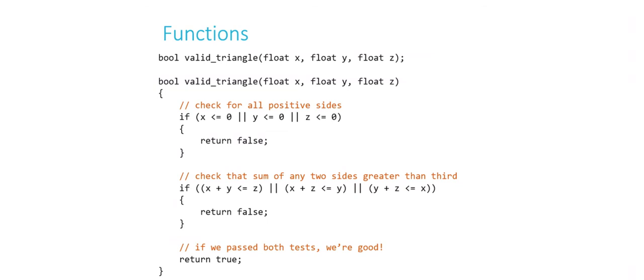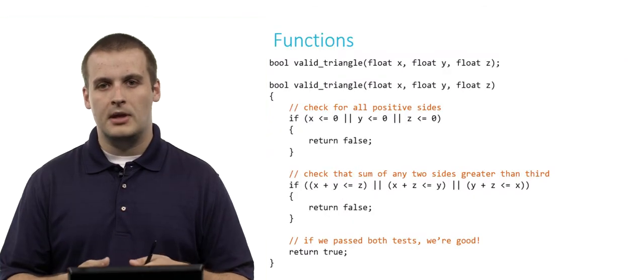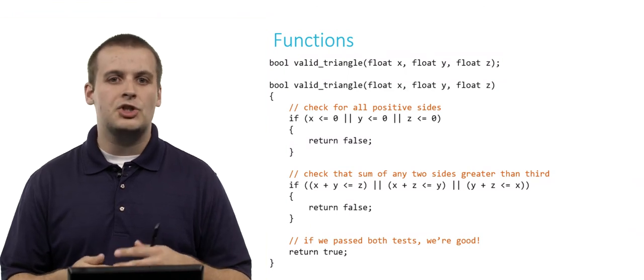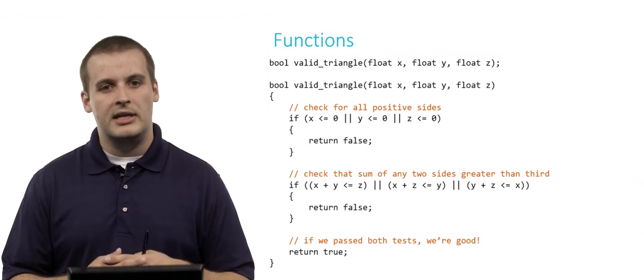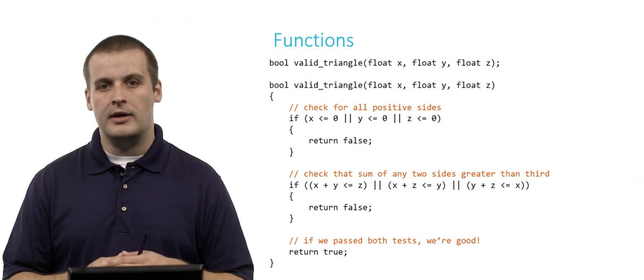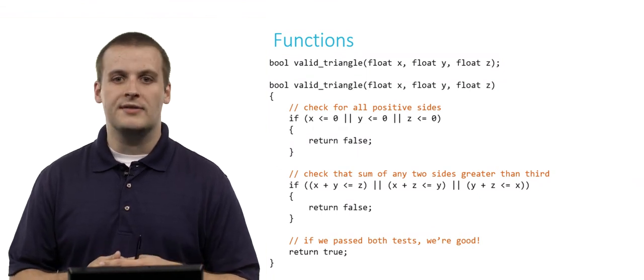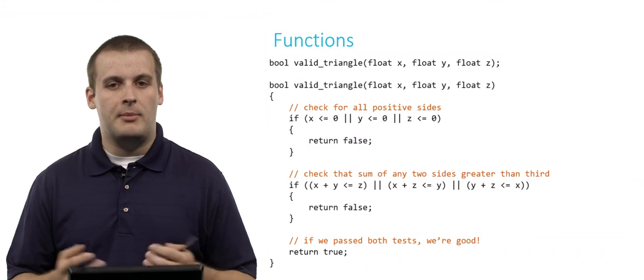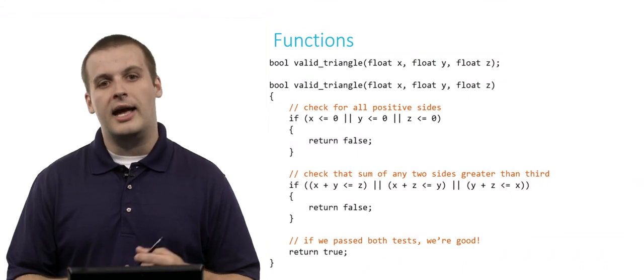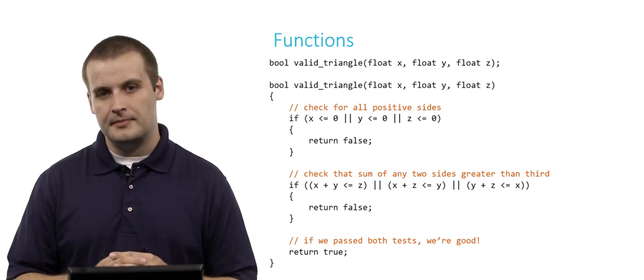We declare our function at the very top, bool valid triangle, float x, float y, float z. So again, this function takes three real numbers as its arguments, floating point value variables, and outputs a true or false value, which is a Boolean, recall. So that's why the return type is bool. Then we define the function. First thing we do is check to make sure that all of the sides are positive. If x is less than or equal to 0, or if y is less than or equal to 0, or if z is less than or equal to 0, that can't possibly be a triangle. They don't have positive sides. And so we can return false in that situation.